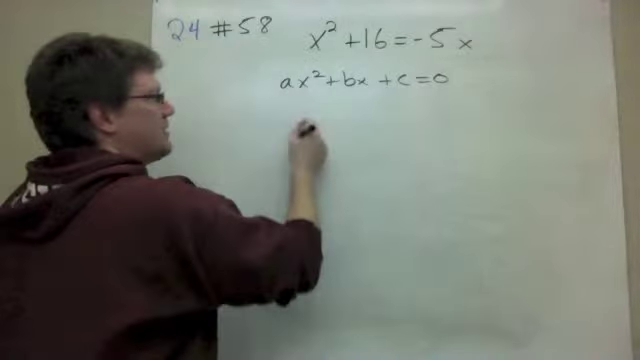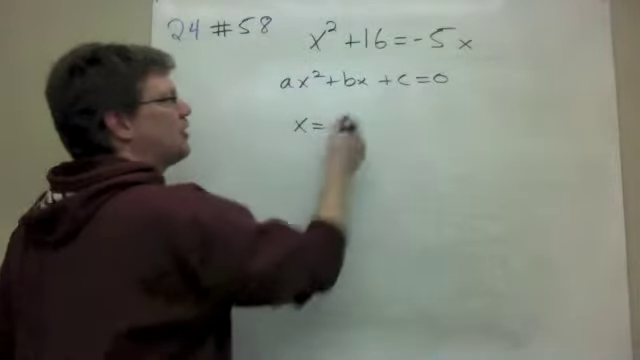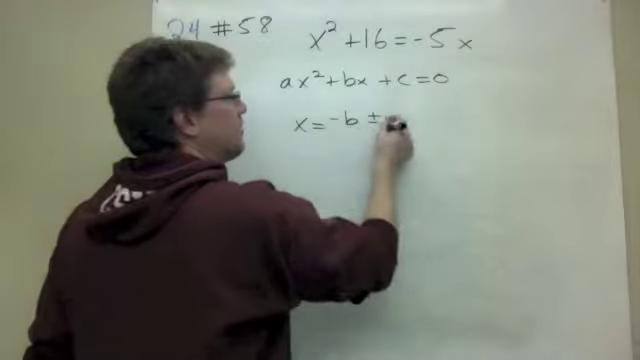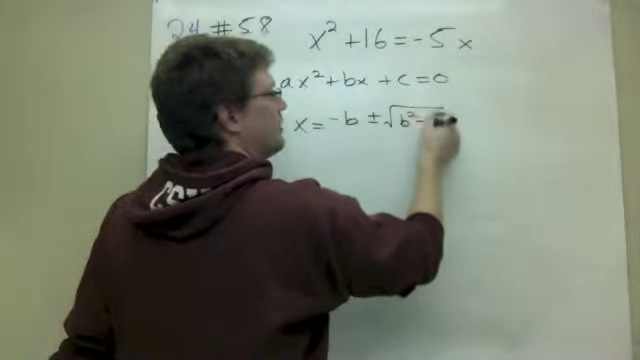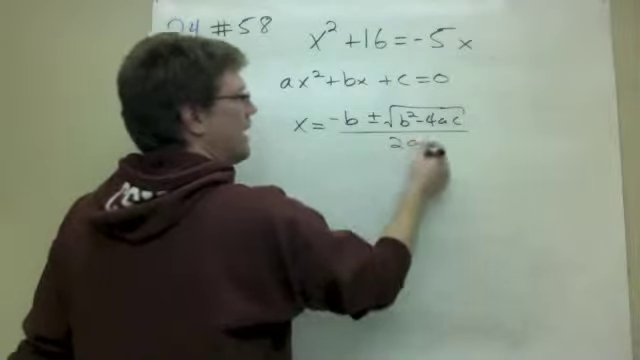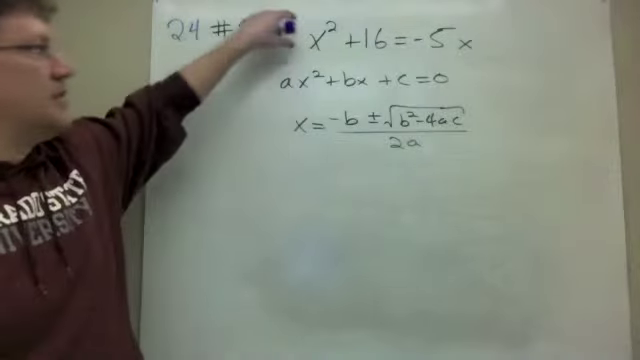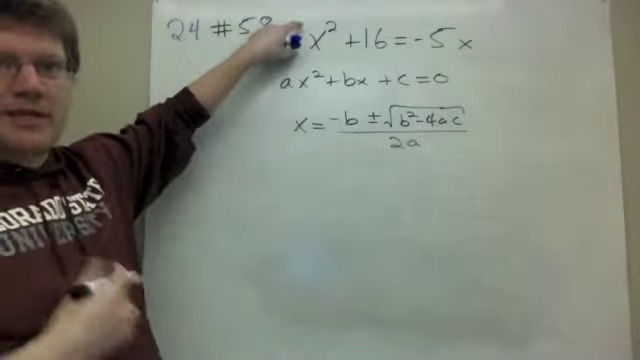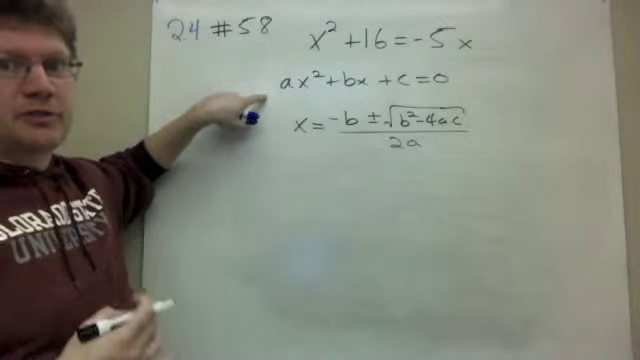And the equation says that the x's that solve this are negative b plus or minus the square root of b squared minus 4 times a times c, over 2a. This equation is not in this form, so we need to get it in this form first.